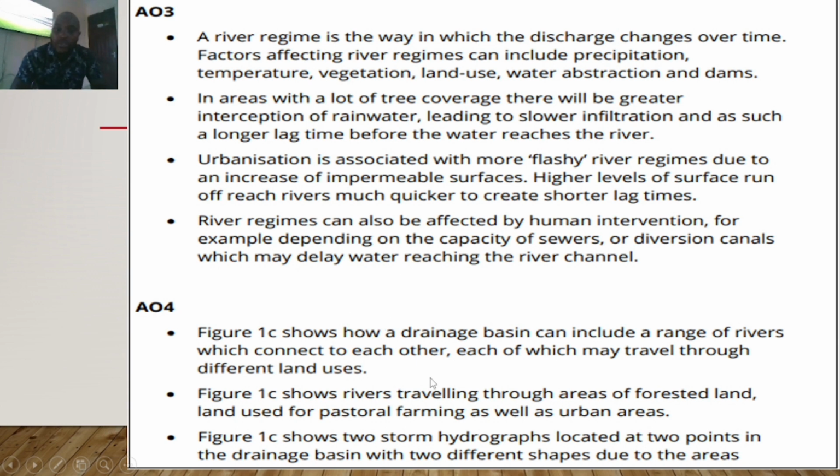Figure 1C shows how a drainage basin can include a range of rivers which connect to each other, each of which may travel through different land uses. So figure 1C shows a river traveling through areas of forested land used for pastoral farming. So when you are giving your answers, explaining, you can actually mention that proof. You can give that proof from the resource booklet, guys. I think that is so clear.